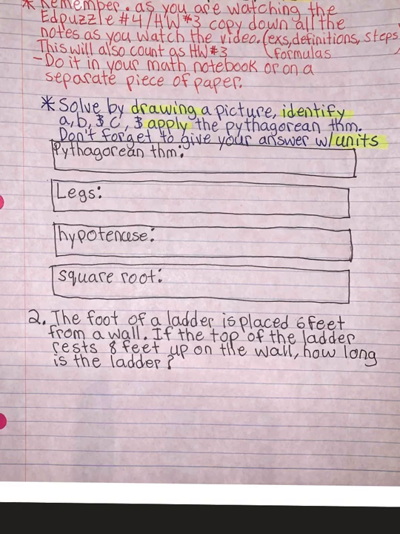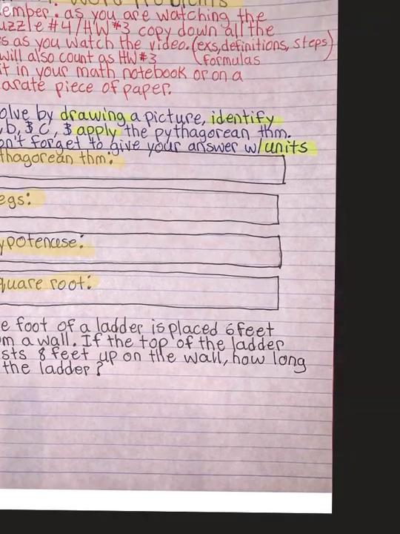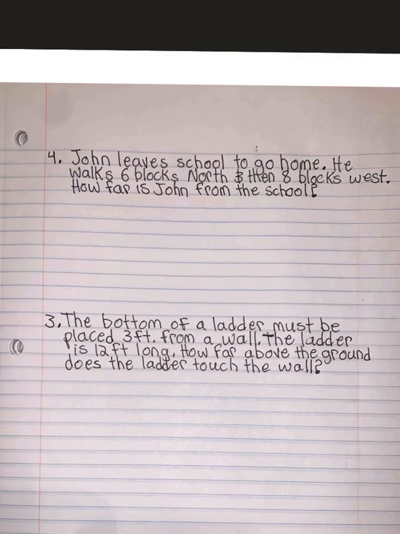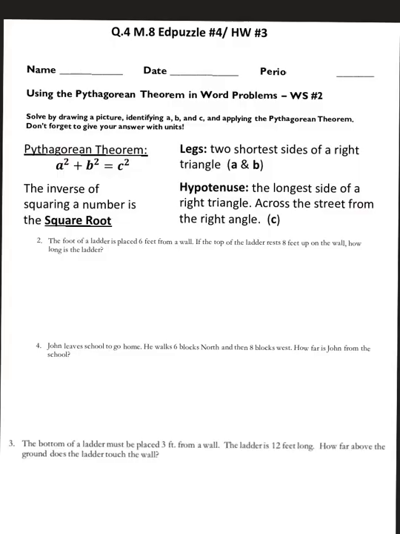So as you're going along in the Ed Puzzle, you're going to use this template that I'm going to post, and you're going to follow along. So I need to see the Pythagorean Theorem, the legs, hypotenuse, square root. You're going to copy this all down. Here's problem 2, and it's kind of out of order. Then we go to problem 4 and 3. So let's get started.